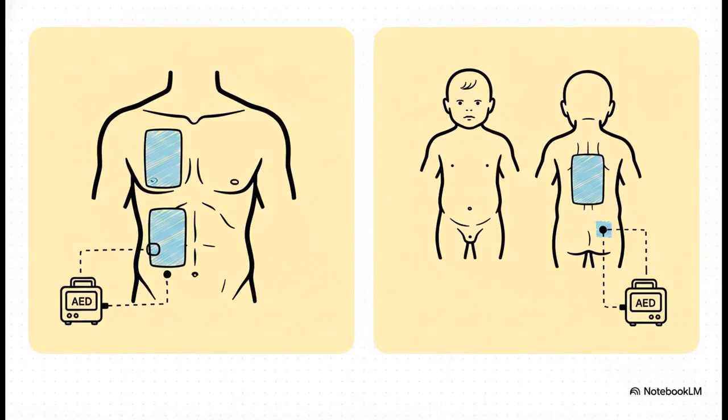When it comes to actually placing those pads, for an adult, one pad goes high on the right side of the chest and the other goes low on the left side, kind of right under the breast crease, which happens to be the strongest part of the heart. But here's the rule. AED pads can never ever touch each other. So for a small child or an infant where chest space is super limited, you're going to place one pad directly in the center front of their chest and the other pad perfectly aligned on the center of their back.